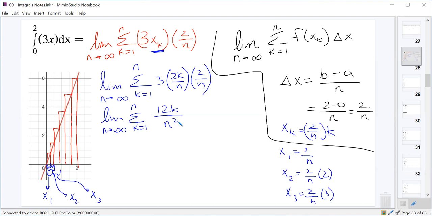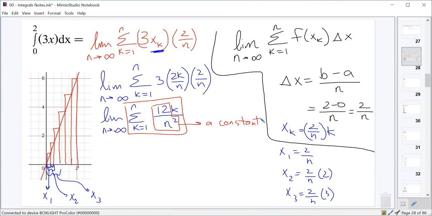And if we think about this, we should be able to see that that 12 over n squared is just some constant within the context of this summation, right? n within this summation is just a number, right? We're going from k equals 1 to some arbitrary value of n. So if we think about it, 12 over n squared is just a constant.